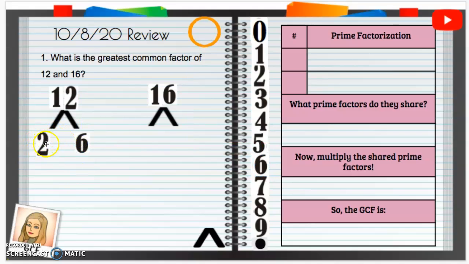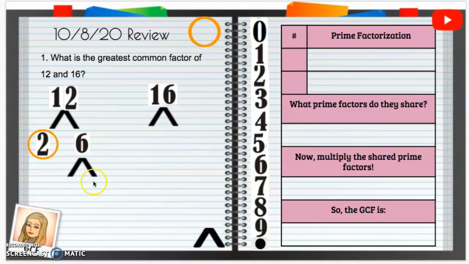Is 2 a prime number? Yes, it is a prime number because the only two factors are 1 and itself. So you cannot break down 2 anymore. But what about 6? Can we still go on this branch? Yeah, it's open for us, because 6, we can do something other than 6 times 1.